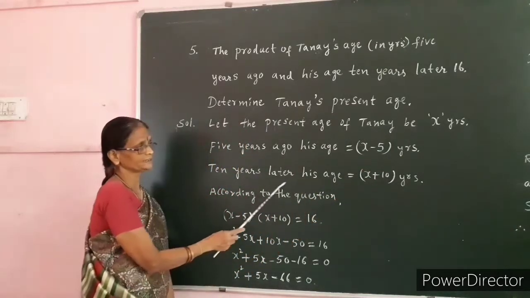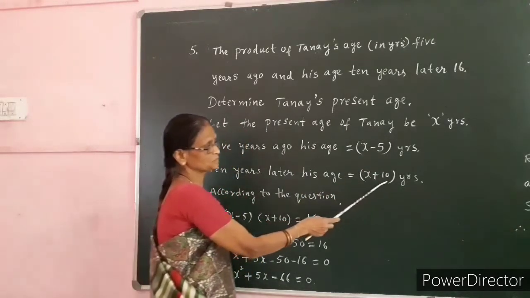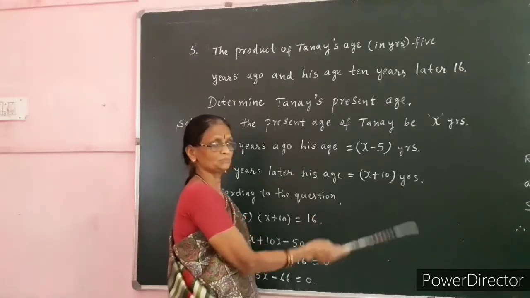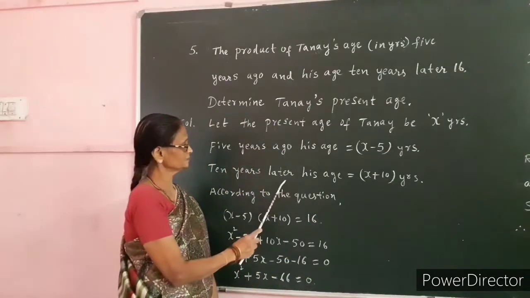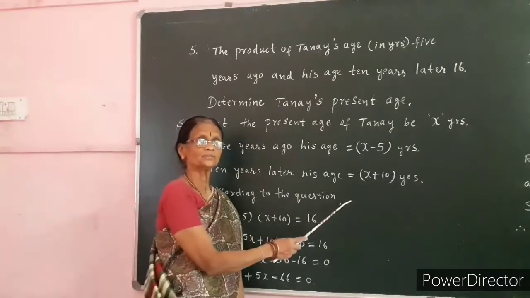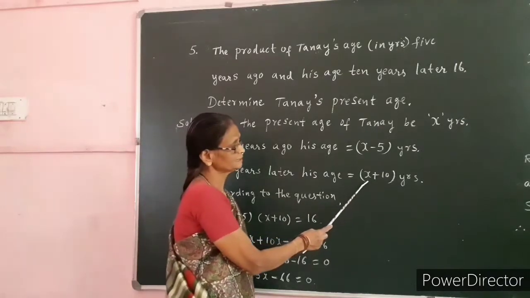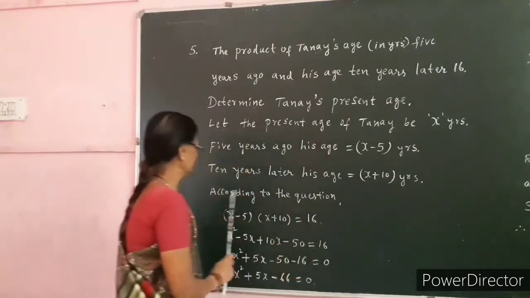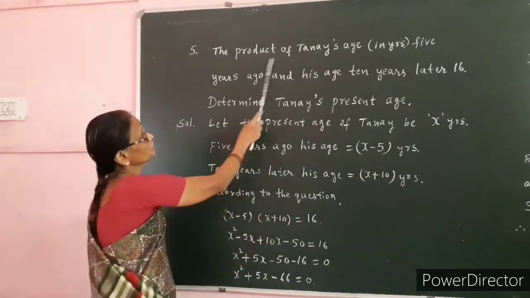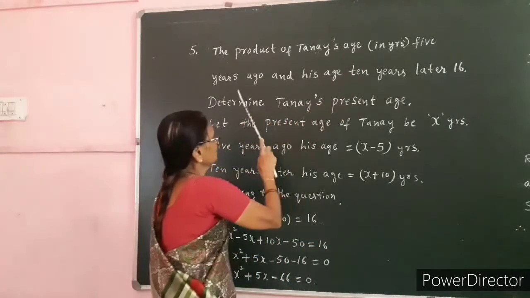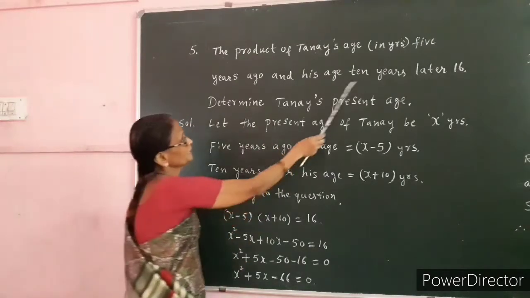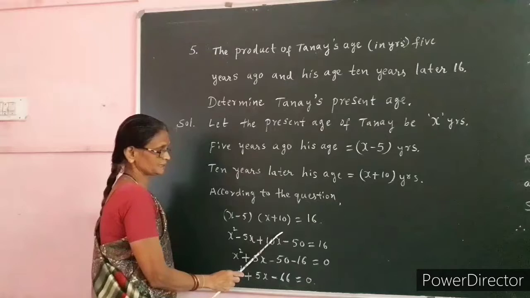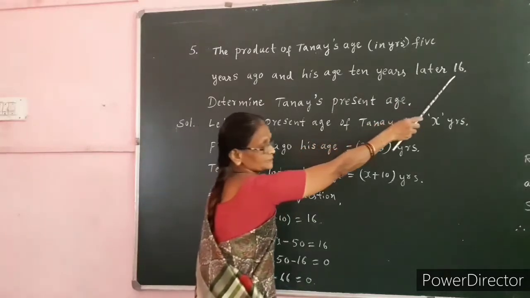Now 10 years later, his age equals x plus 10. Your age is now 15 years. 10 years later, your age would be 15 plus 10, so as it is, x plus 10 years. Then according to the question, the product of Tanay's age 5 years ago, which is x minus 5, and 10 years later, which is x plus 10, equals 16.